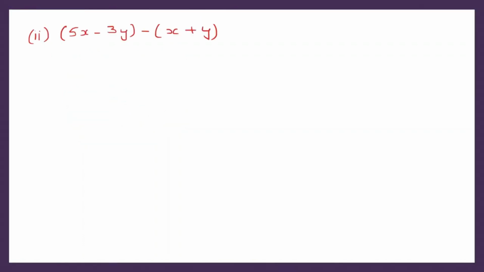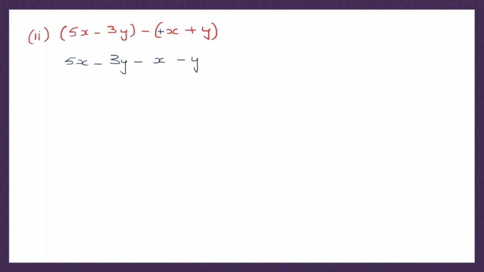Question 2. 5x minus 3y. Okay, the first bracket, there's no sign before it, so it's plus, it's understood, so nothing changes. We write this as it is, 5x minus 3y. Now before the other bracket, we have a minus sign, so we need to change the sign of all the terms inside the bracket. So this is understood to be plus. So now all the signs will change. So plus x becomes minus x, plus y becomes minus y.